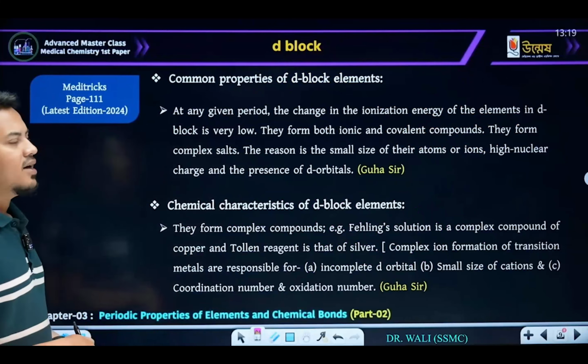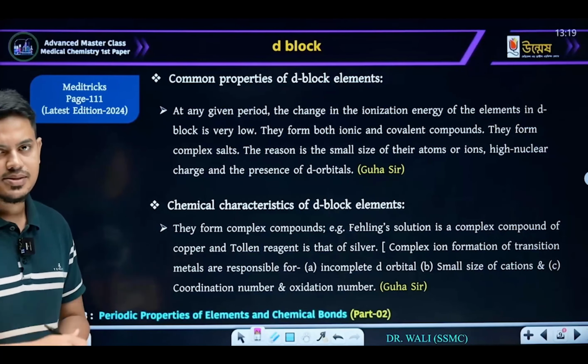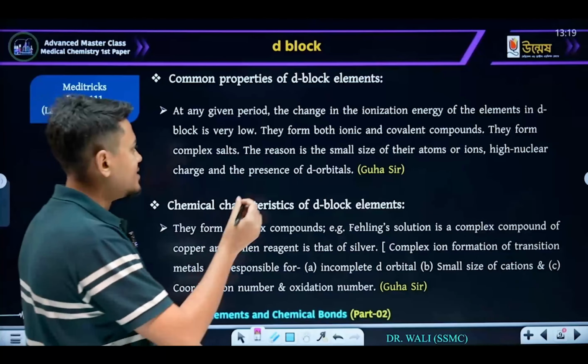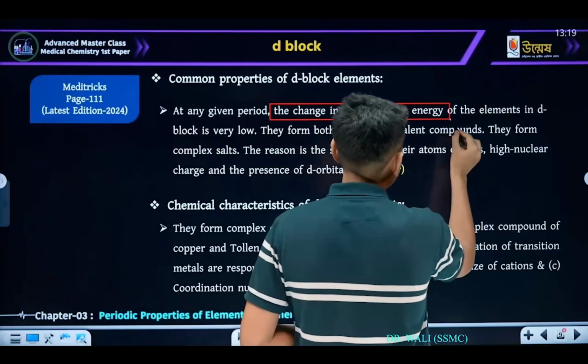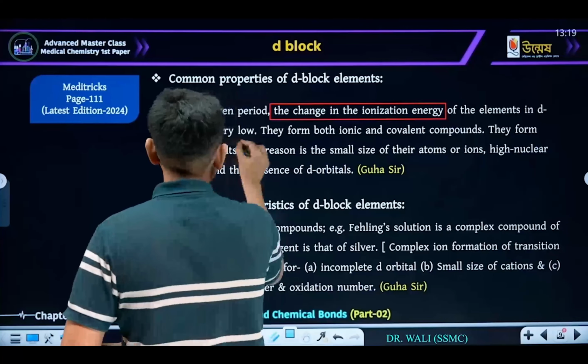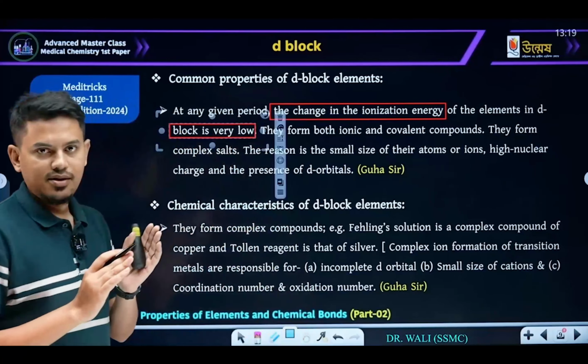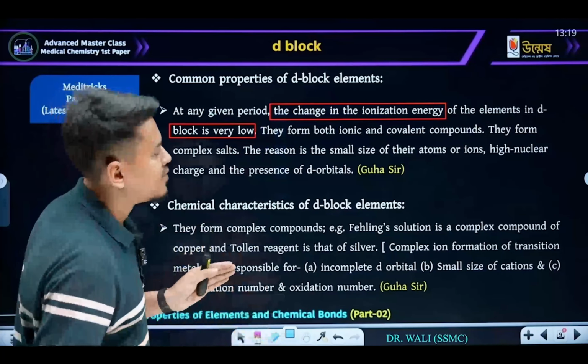Now regarding d block elements. Common properties of d block elements are already mentioned in our main writer's book, which is Hajari Sir, but here some other information is there. It is said that the change in ionization energy of the elements in d block is very low, because they are very close to each other. Basically, they are very close to each other, and they form both ionic and covalent compounds.